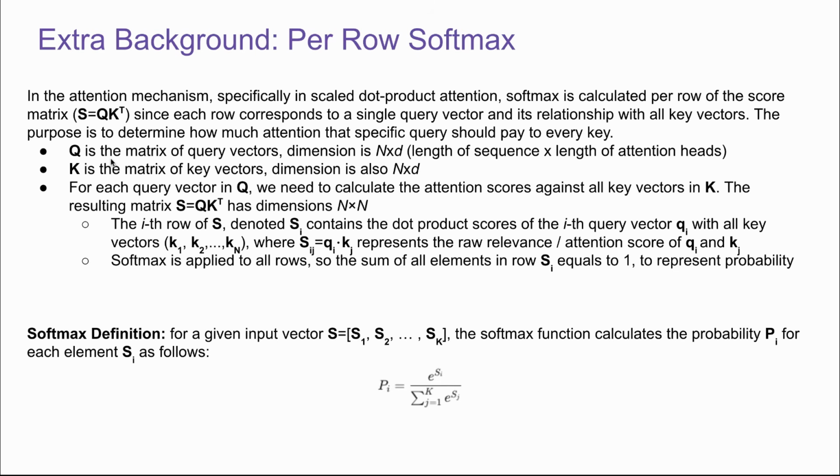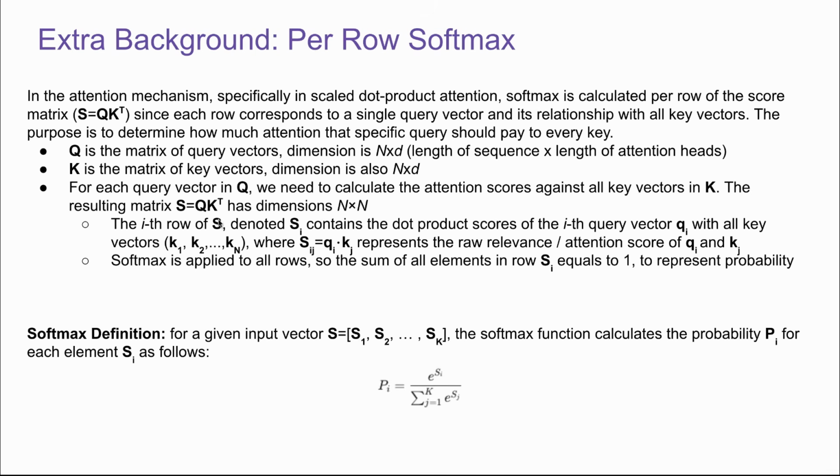Q is the matrix of query vectors, dimension is n by d, that is the length of sequence by the dimension of attention heads. K is the matrix of key vectors, dimension is also n by d. For each query vector in Q, we need to calculate the attention scores against all key vectors in K. The resulting matrix S has dimension n by n.